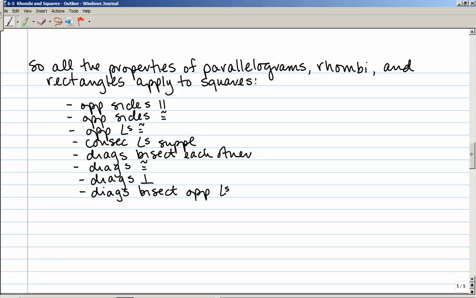So all of the properties of parallelograms, rhombi, and rectangles apply to squares. Opposite sides are parallel, opposite sides are congruent, opposite angles are congruent, consecutive angles are supplementary, the diagonals bisect each other, the diagonals are congruent, the diagonals are perpendicular, and the diagonals bisect opposite angles. There's a lot going on with a square.